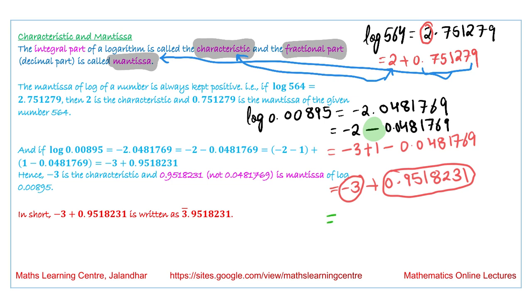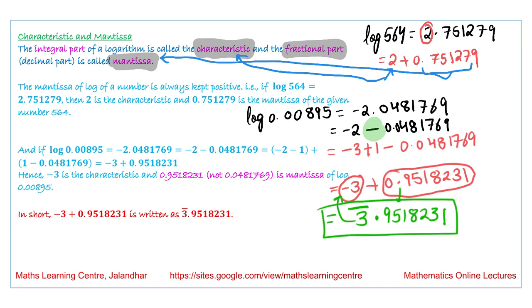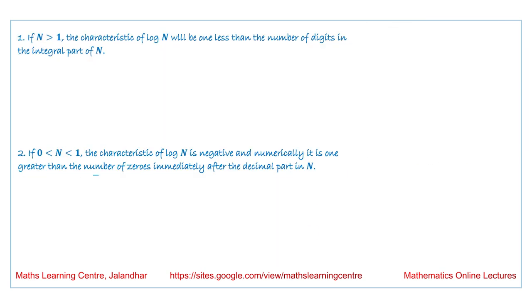This number we write in short form as 3 bar. This 3 bar means this is the characteristic, and the mantissa we write as 951823. So when we write this number, it does not mean that it is minus 3.95; it is actually the number minus 2.048177. So this is the notation we have to use to write these kinds of numbers.